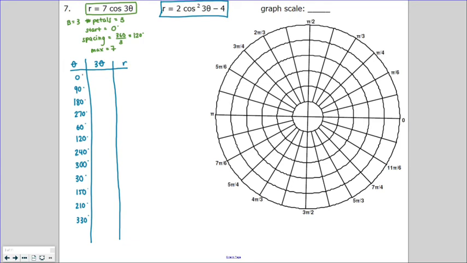Okay, so 0 times 3, that's just 0. 90 times 3 is 270. 180 times 3 is coterminal with itself. And then 270 times 3 is coterminal with 90 degrees. 60 times 3, that's 180 degrees. 120 times 3, that's coterminal with 0. 240 times 3, also coterminal with 0. 300 degrees times 3 is coterminal with 180. 30 times 3 is 90. And then we're going to keep going.